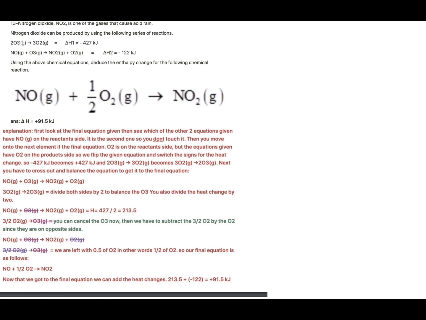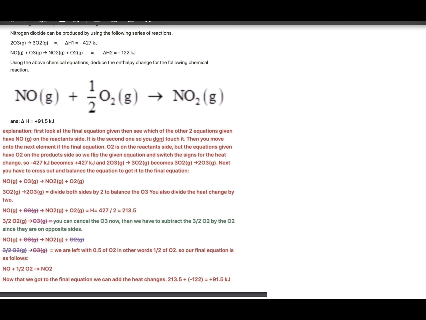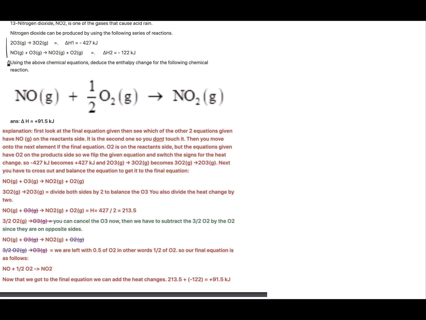These reactions right there are the given. This question might come in the written part, as well as numbers 14 and 15. So right here in the brackets is the given. They will always give you this.